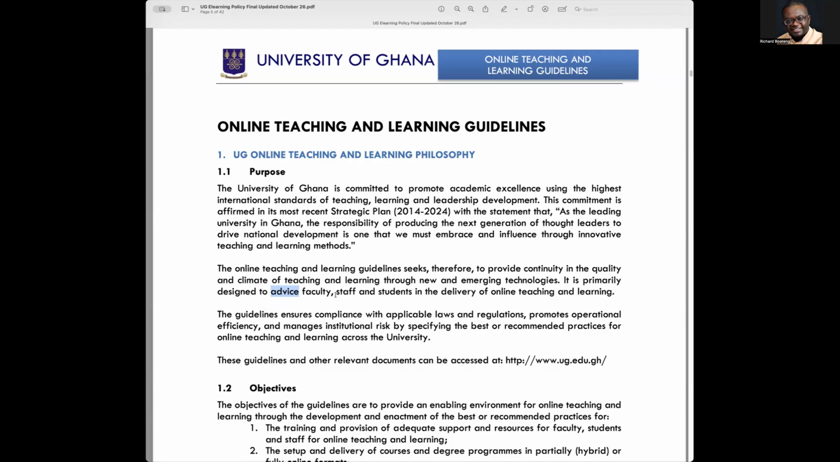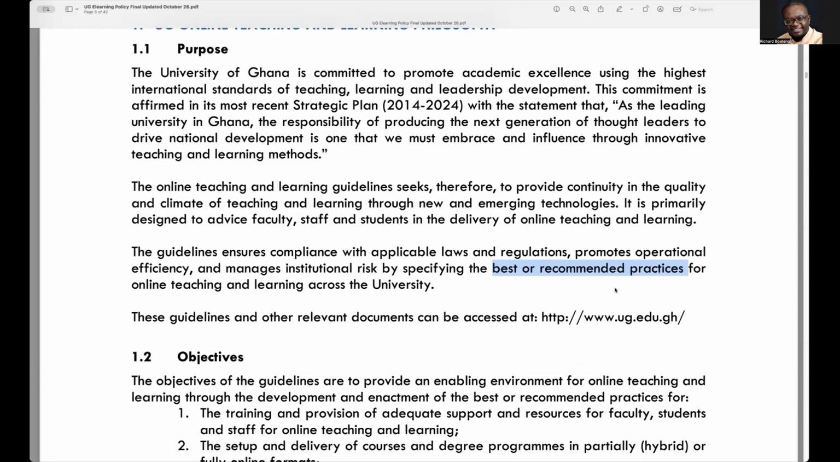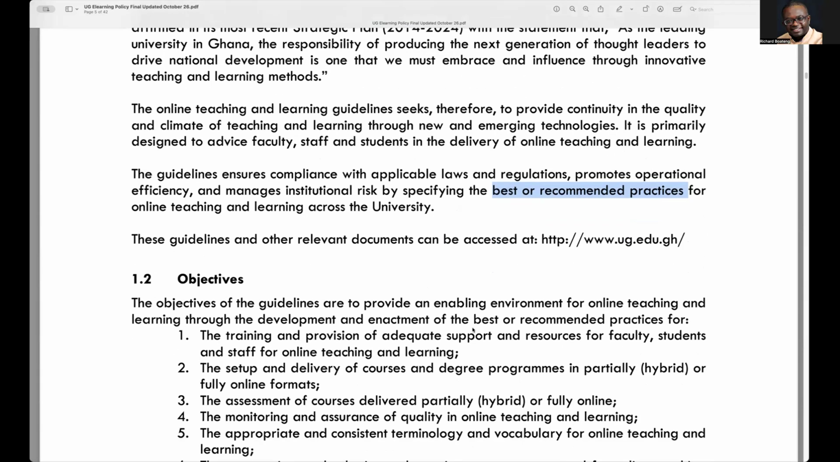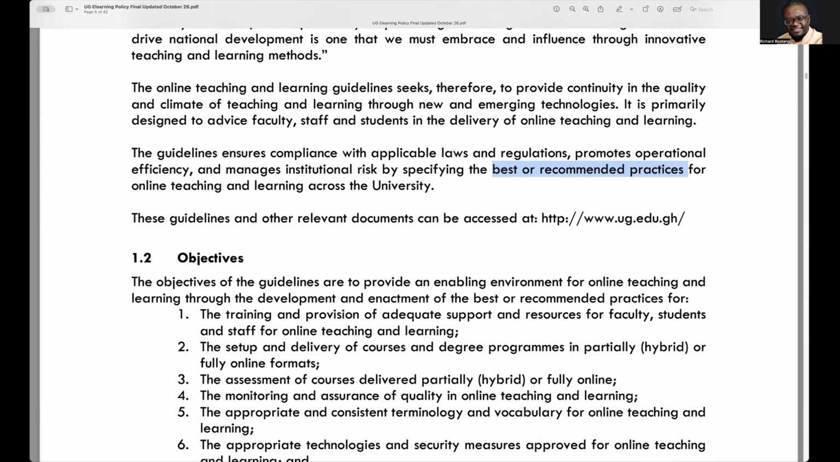So advise faculty, staff, and students in delivery of online teaching and learning. These guidelines ensure compliance with applicable laws and regulations, promote operational efficiency, and manage institutional risk by specifying what? The best recommended practices. So even though they told us to develop a policy, what did we do? We did guidelines. Good. So let's go back to what we are supposed to do.